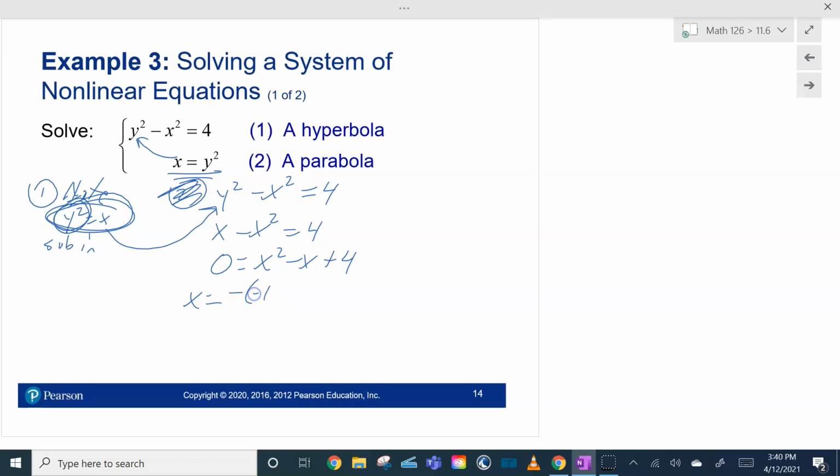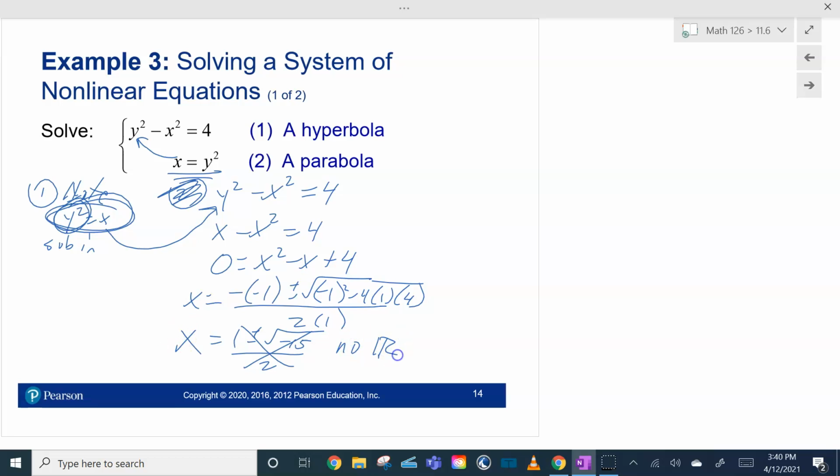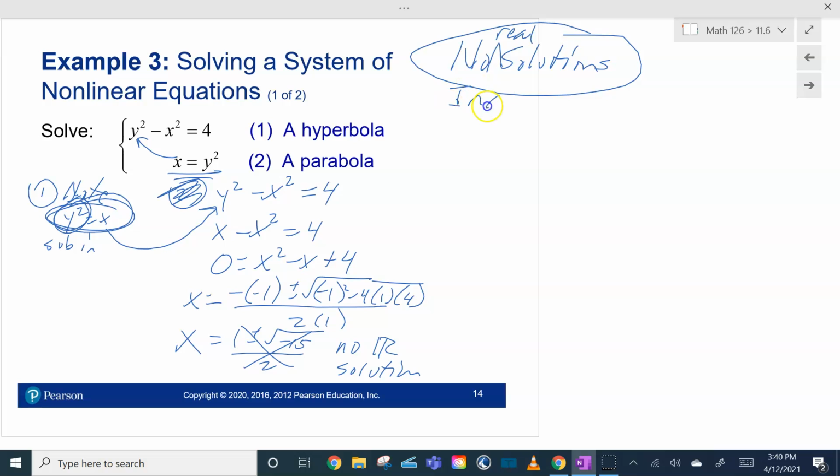X equals negative b plus or minus the square root of b squared minus 4ac, all over 2a. And what you notice here is there are no real solutions. You can't have the square root of negative 15. That's a complex number there. We got imaginaries. So there are no real solutions here. So this is inconsistent. No real solutions. This is inconsistent.